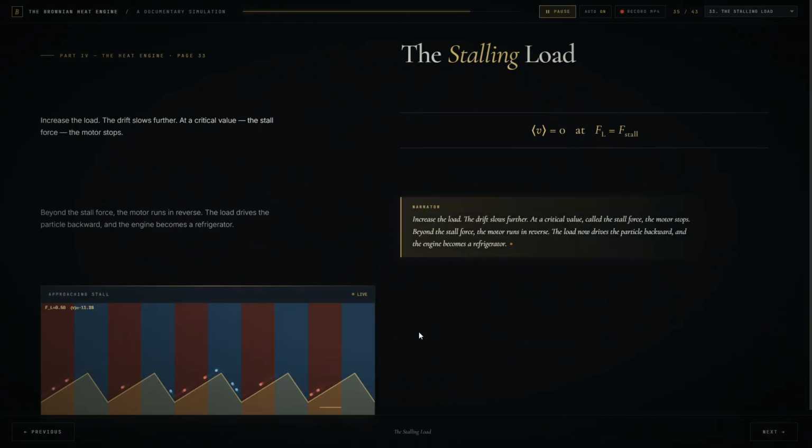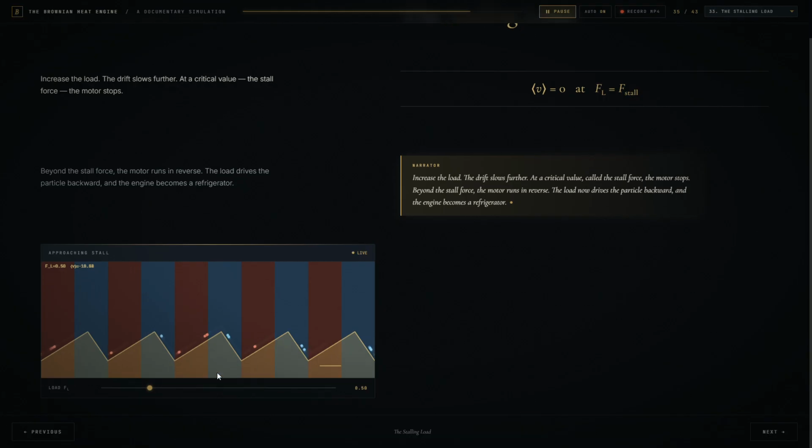Increase the load. The drift slows further. At a critical value, called the stall force, the motor stops. Beyond the stall force, the motor runs in reverse. The load now drives the particle backward, and the engine becomes a refrigerator.